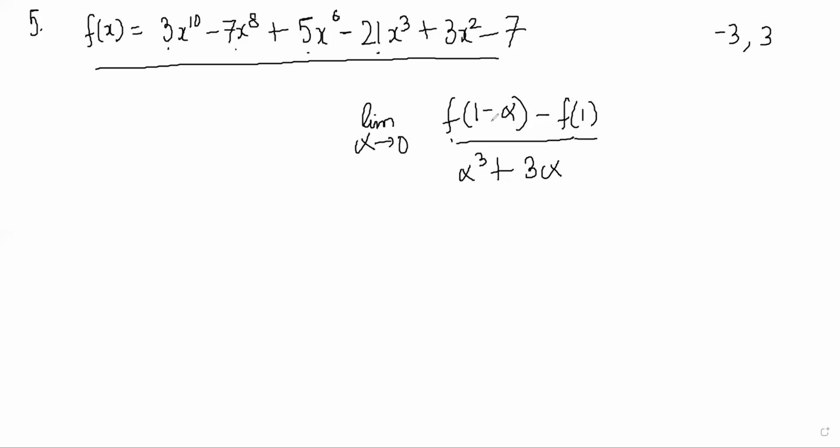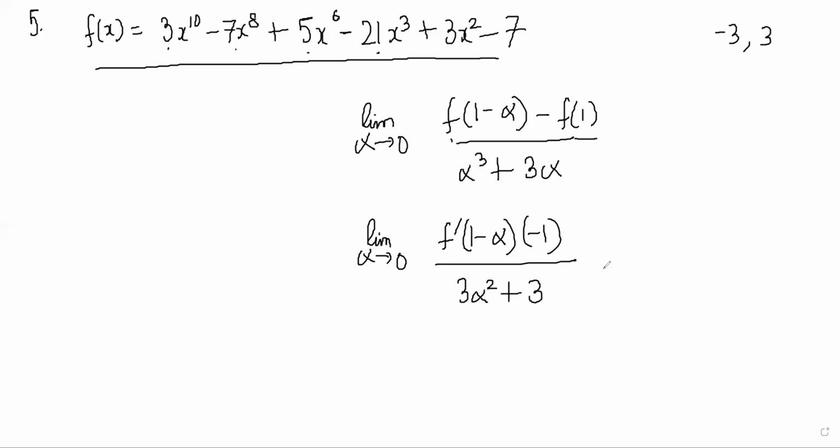So you're getting 0 by 0 form, right? So what I will do is L'Hopital. Limit alpha with respect to alpha. So f dash 1 minus alpha into minus 1 divided by 3 alpha square plus 3, right? This is what is coming. Now clearly the denominator is 3, because it is no longer 0 by 0. You just have to find f dash of this when alpha tends to 0. So find f dash x and just put it.